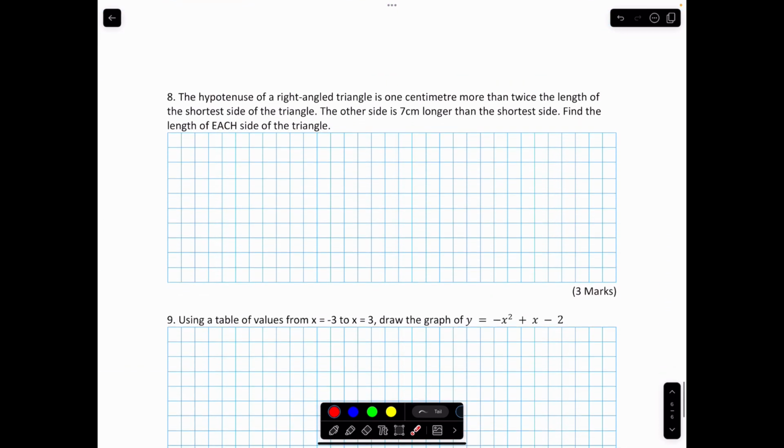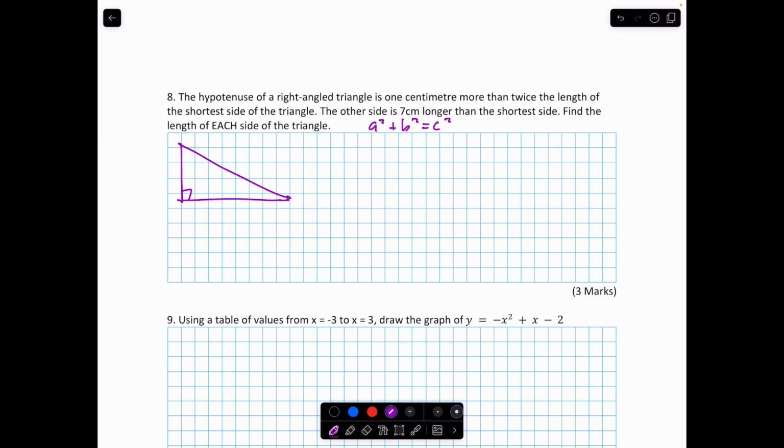The hypotenuse of a right angled triangle is 1 centimeter more than twice the length of the shortest side of the triangle. The other side is 7 centimeters longer than the shortest side. Find the length of each side. So you need to remember right angled triangles, Pythagoras: a squared plus b squared is equal to c squared. And it's always useful to draw a diagram.